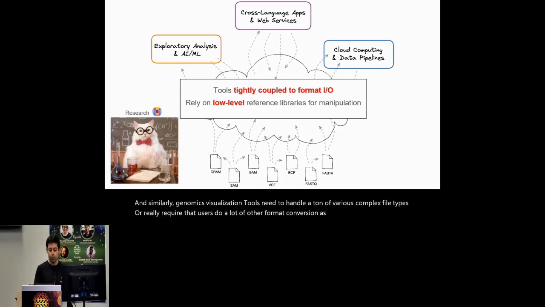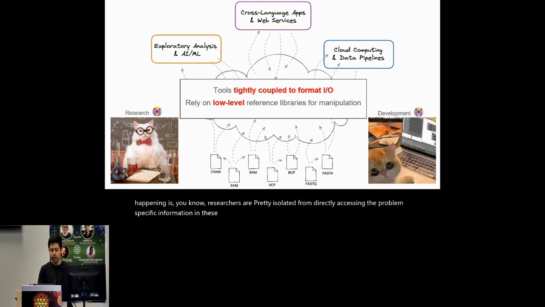So what ends up happening is, researchers are pretty isolated from directly accessing the problem-specific information in these files, and developers can't easily integrate bioinformatic formats into modern data science tooling. And in general, there's just this high kinetic barrier to researchers being able to develop interactive tools really tailored to answer their specific research questions.